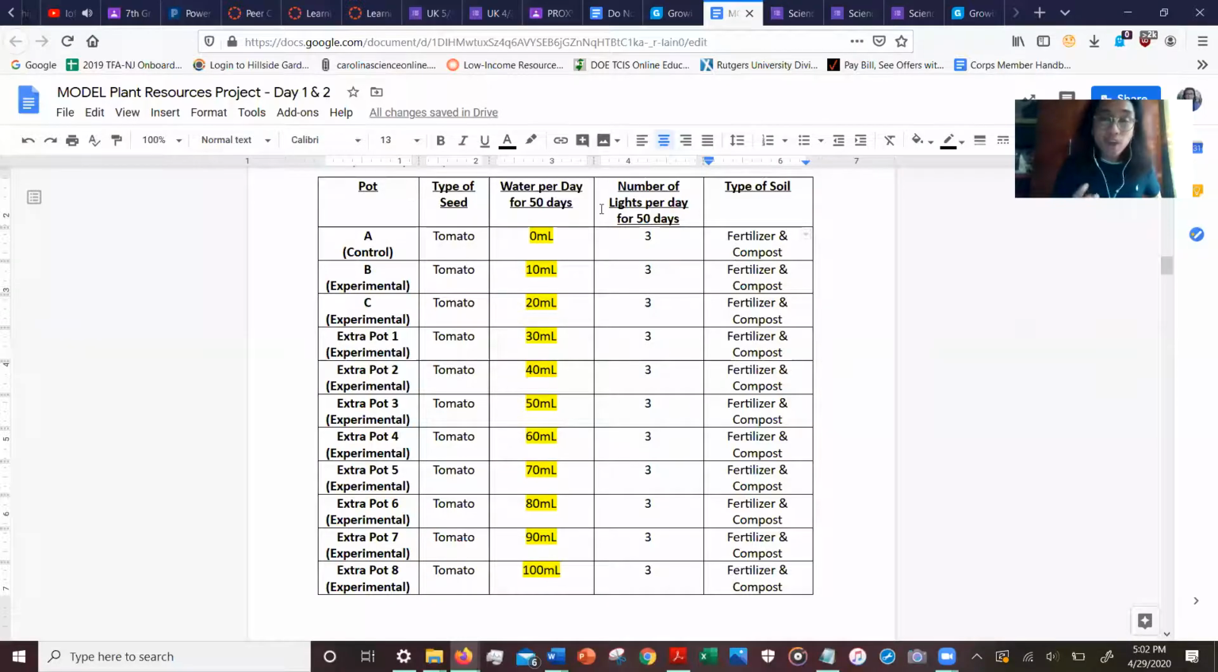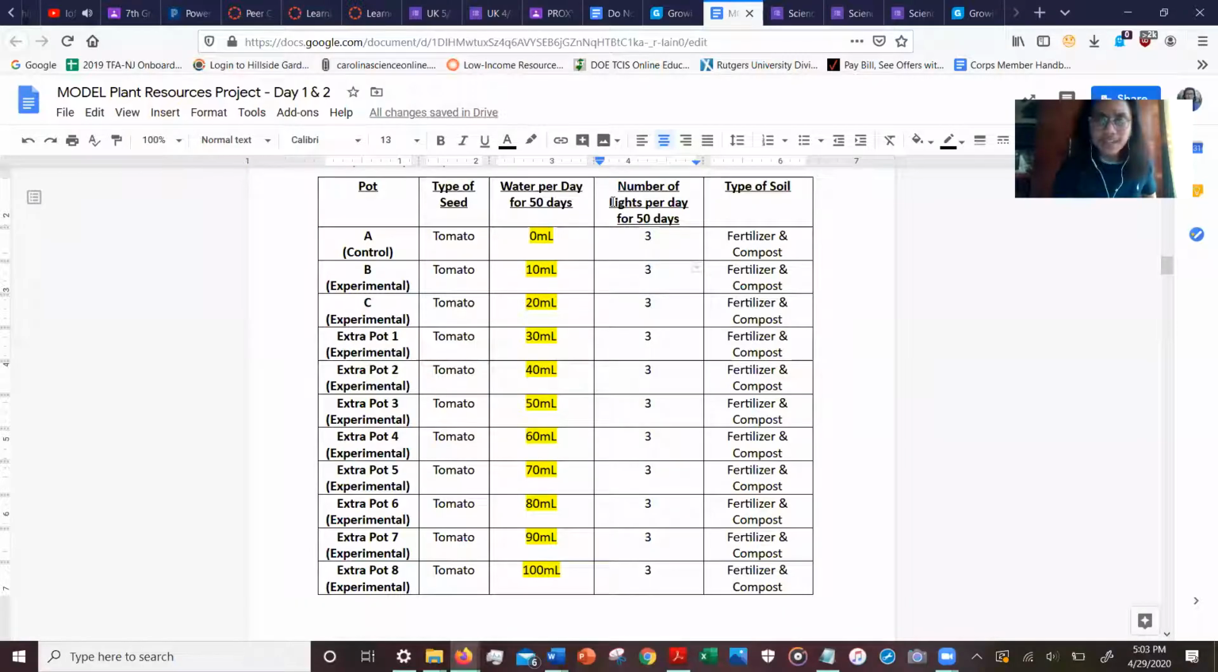I highlighted water per day for 50 days because the water per day is my independent variable. That's the only thing changing per group. Everything else, like you said it, remains constant. The type of seed, the number of lights per day, and the type of soil.